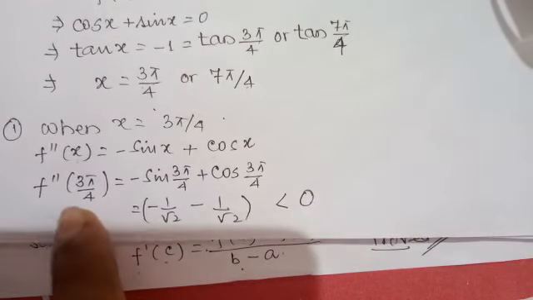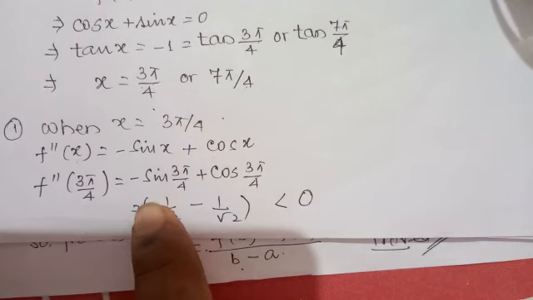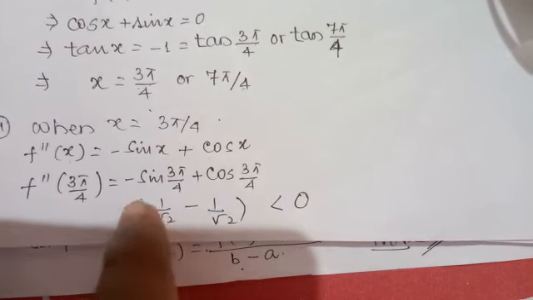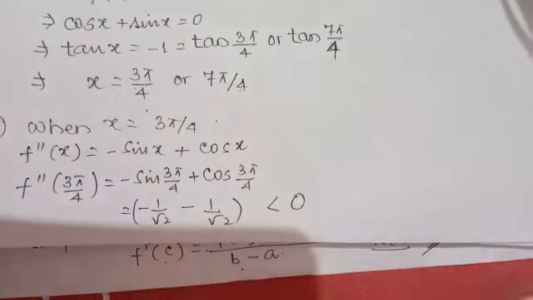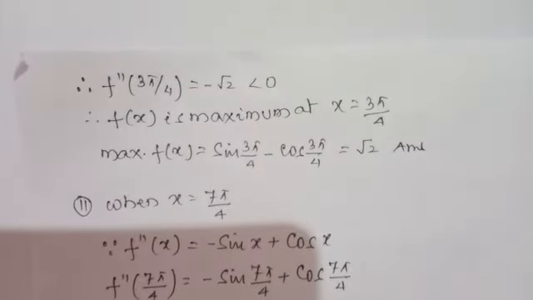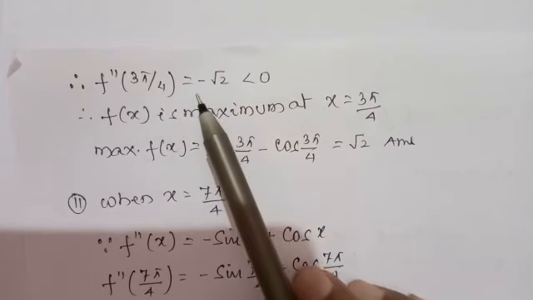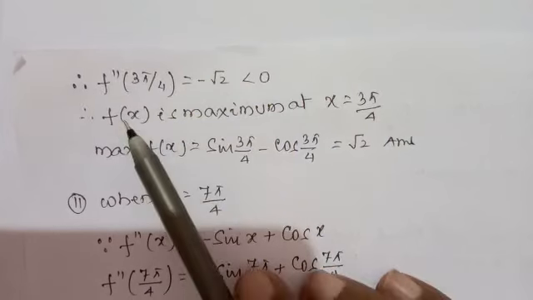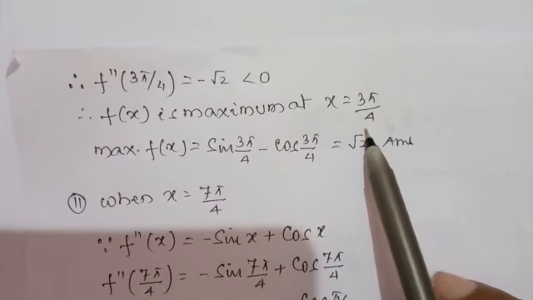So f double dash 3 pi by 4, minus should be taken as common, it becomes 1 by root 2 plus 1 by root 2. So whatever its value is, root 2. So f double dash 3 pi by 4 is equal to minus root 2, which is less than 0, negative. Hence f(x) is maximum at x is equal to 3 pi by 4.